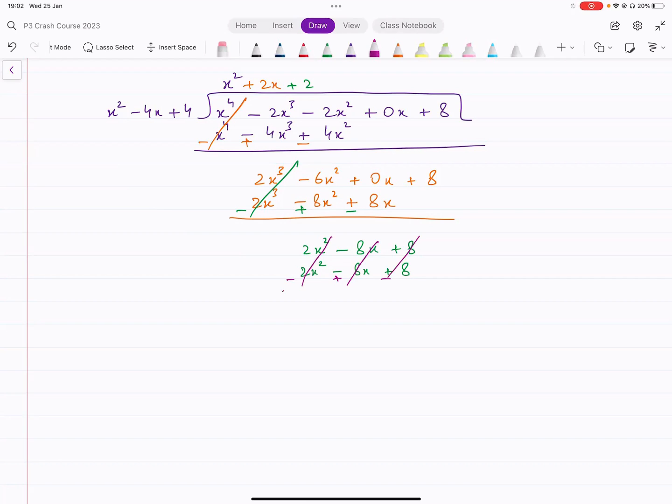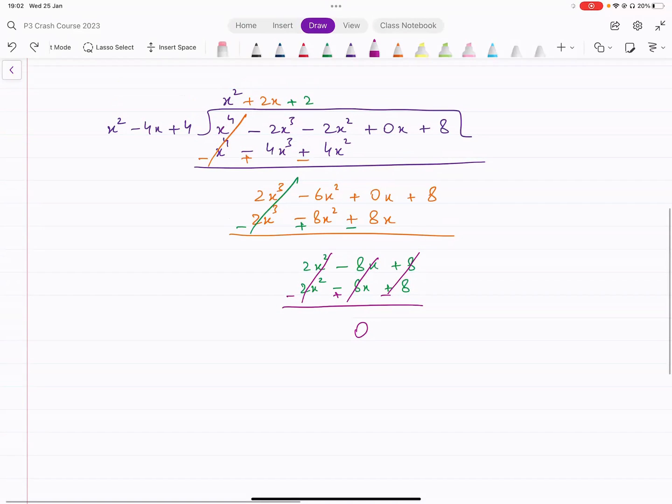Everything is cancelled, and you get a remainder of 0. That confirms that your working is correct because you're getting 0 remainder. This was a factor. You should have got 0 remainder. But what's the other factor now? The other factor is this: x squared plus 2x plus 2.